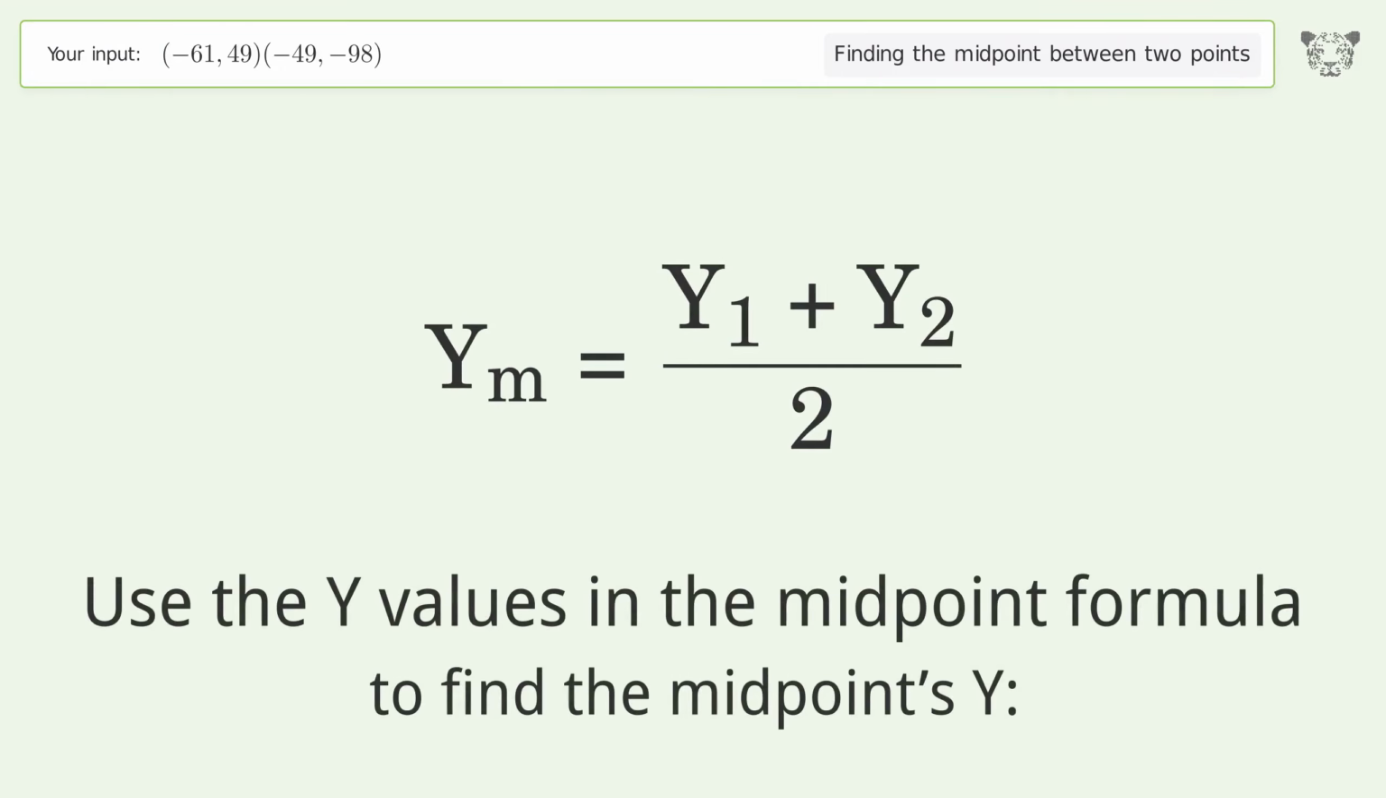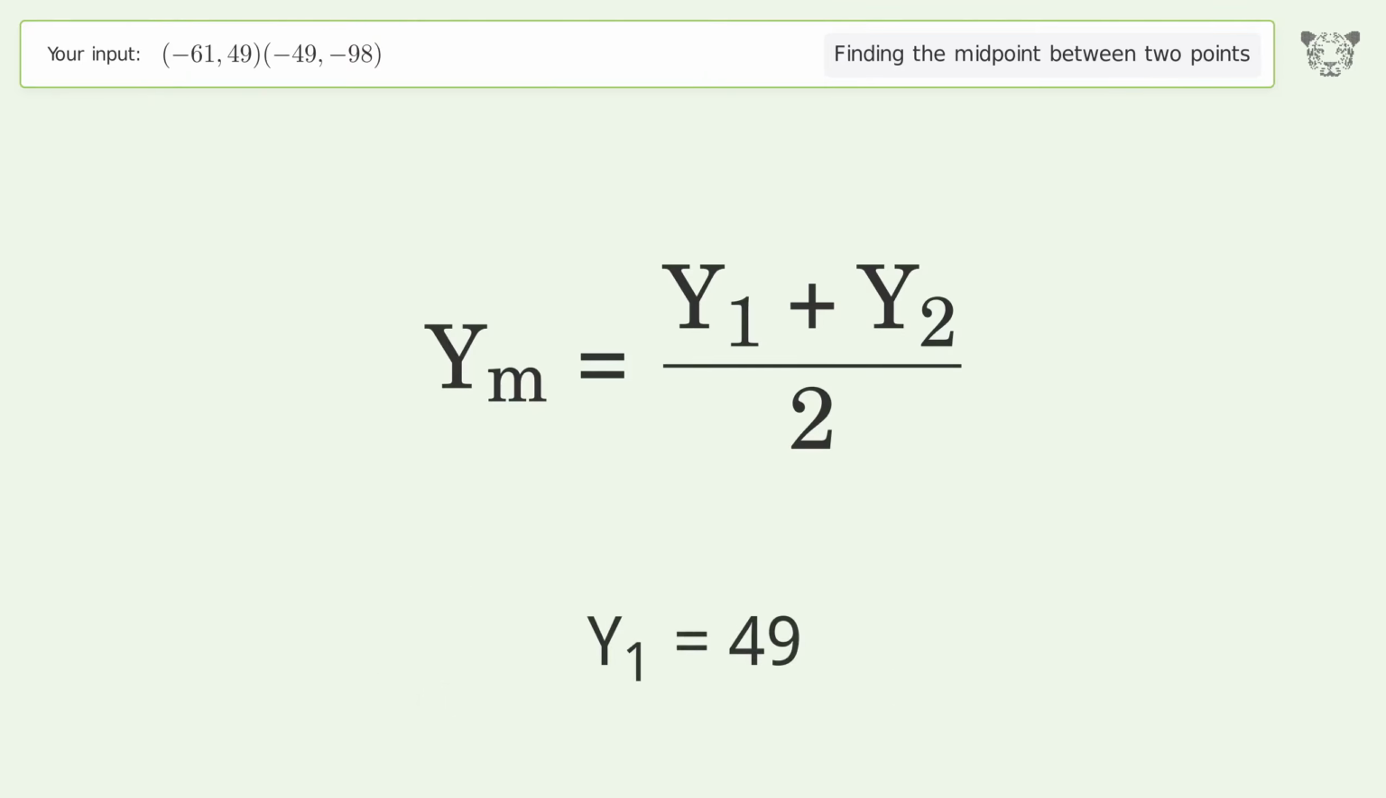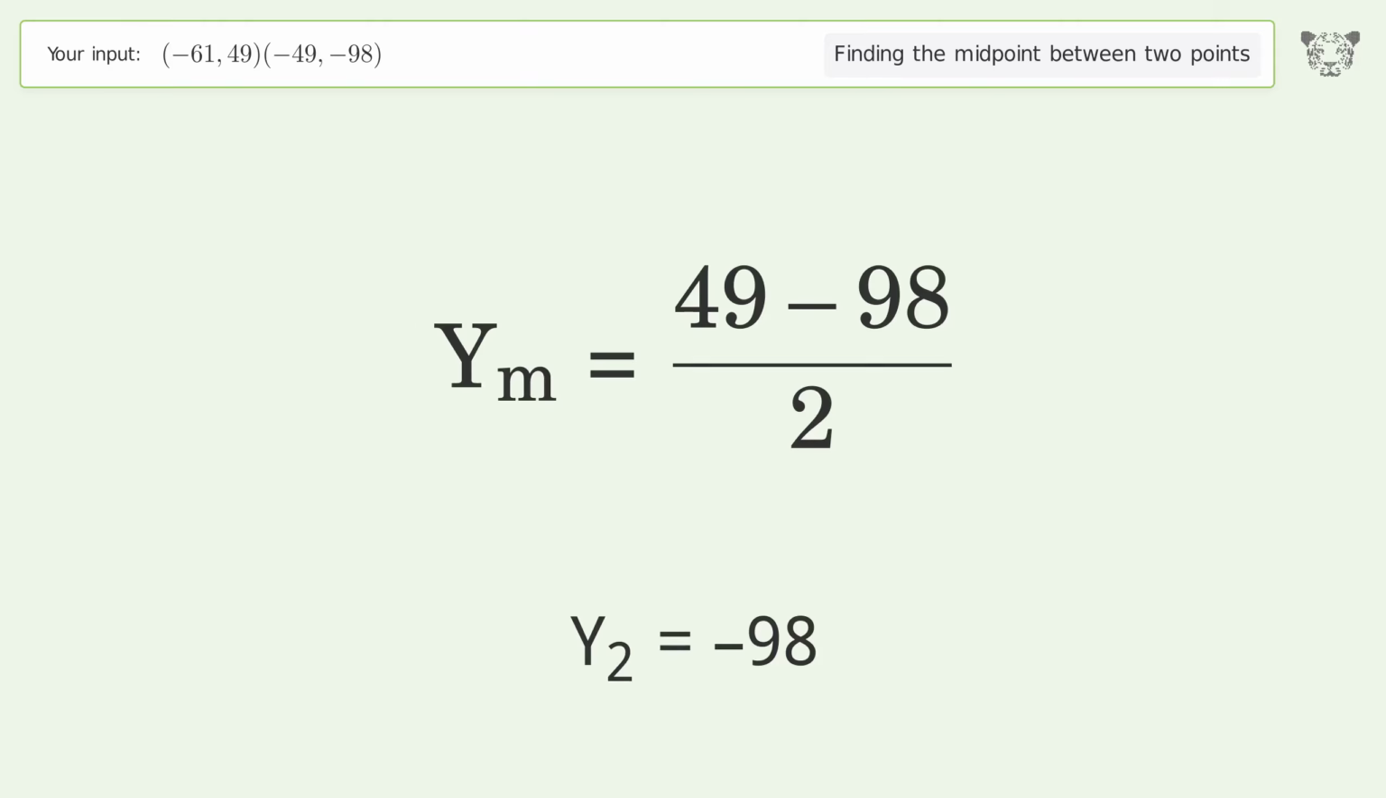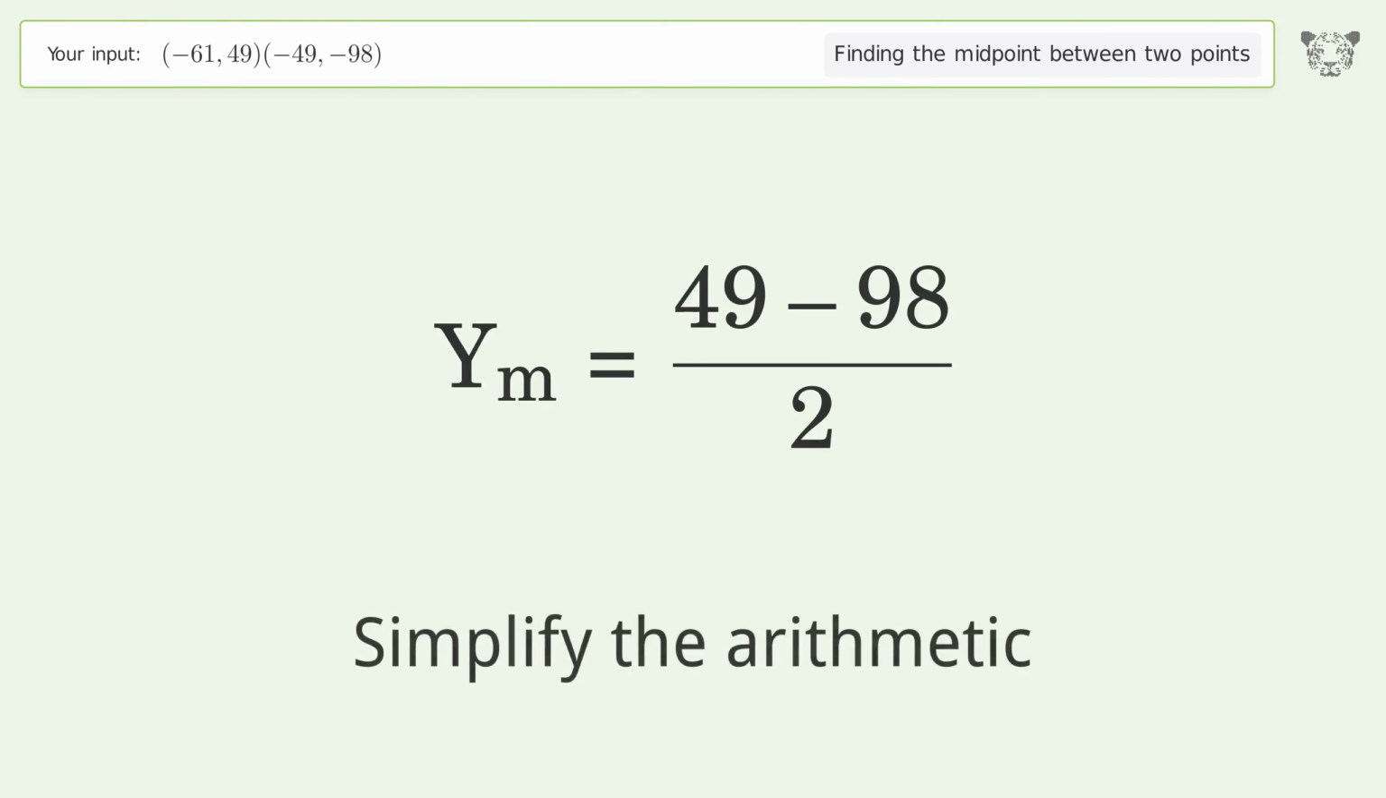Use the y values in the midpoint formula to find the midpoint's y. y1 equals 49. y2 equals -98. Simplify the arithmetic.